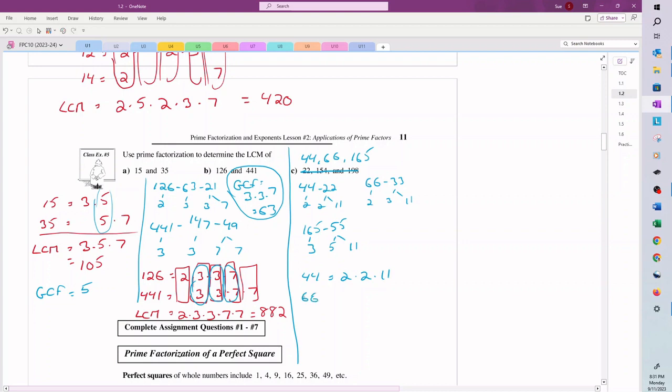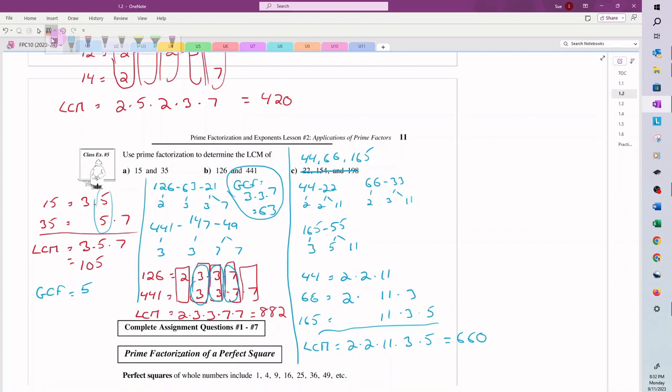66 equals 2 times 3 times 11. So I'll go 2 and 11 and 3, because the 3 needs to be in its own column. And then 165 is, I've got the 11 here and the 3 and the 5. So I can stack anything that I can stack. I've got a 3 in each of these, so I can stack those. The 11 is in all of them. There's a 2 in just these two, and there's an extra 2 in 44. So my lowest common multiple is 2 times 2 times 11 times 3 times 5, which is 660.